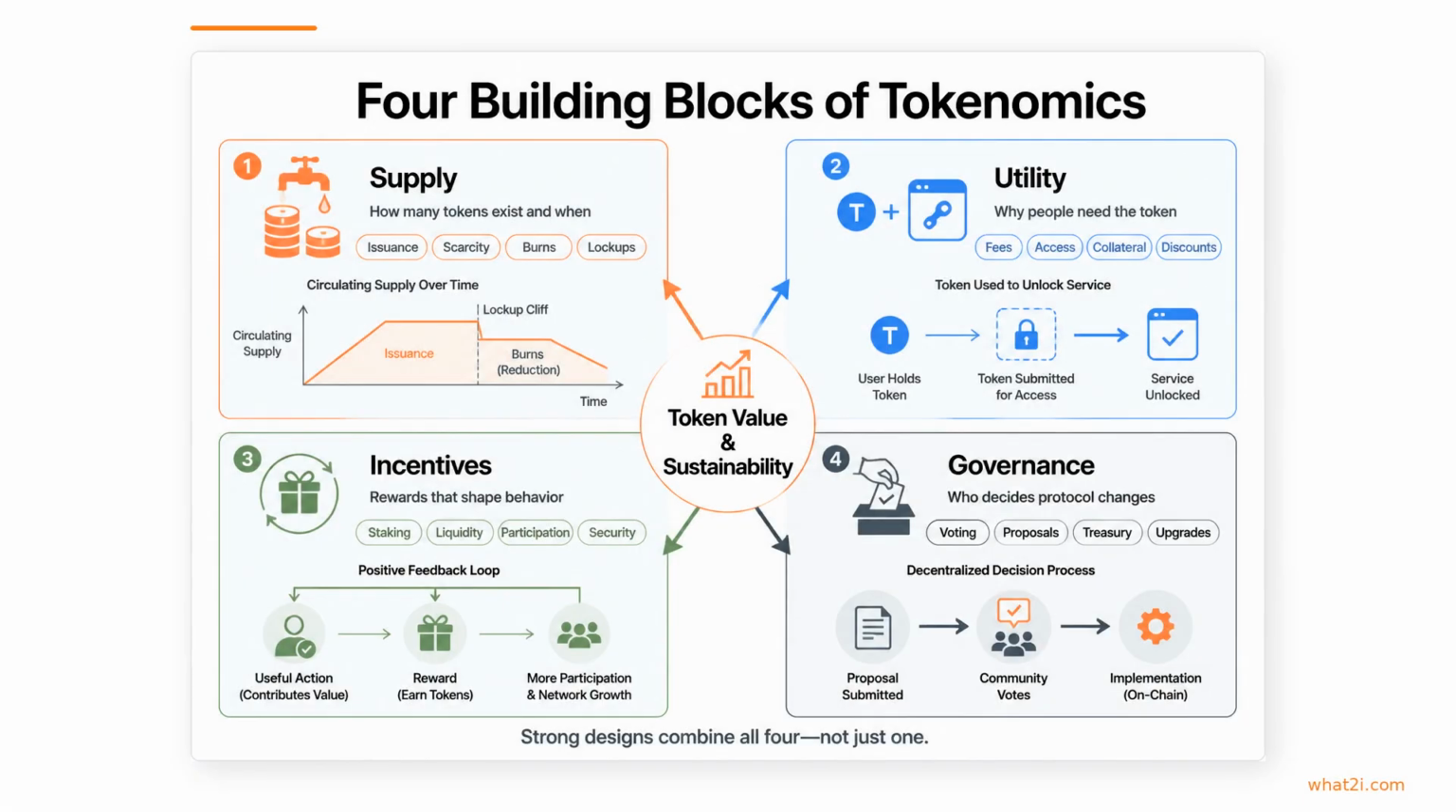Tokenomics usually comes down to four building blocks: supply, utility, incentives, and governance. Supply affects scarcity through issuance, burns, and lockups. Utility gives people a reason to hold or use the token for things like fees, access, collateral, or discounts. Incentives reward behaviors the network wants more of, and governance gives participants a say in decisions and upgrades. The strongest designs tend to combine all four, because each one shapes participant choices in a different way.